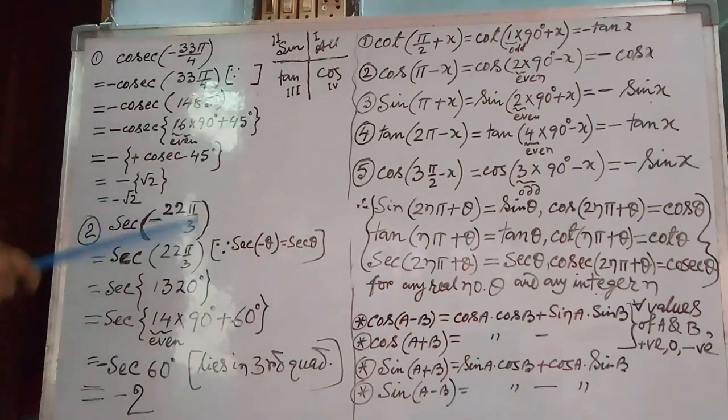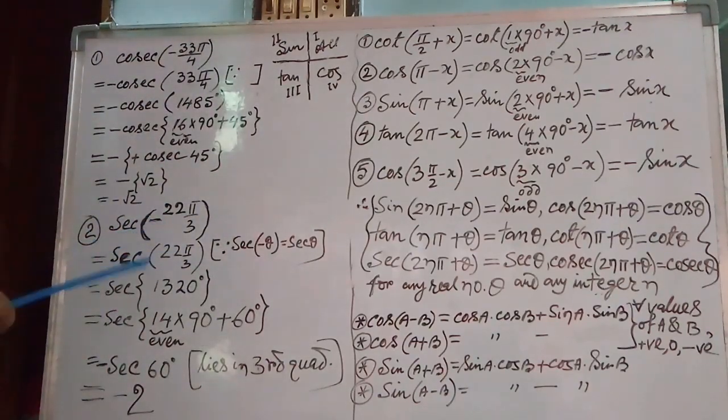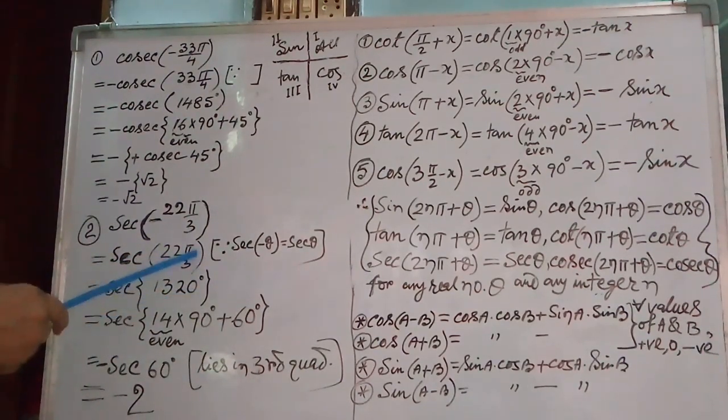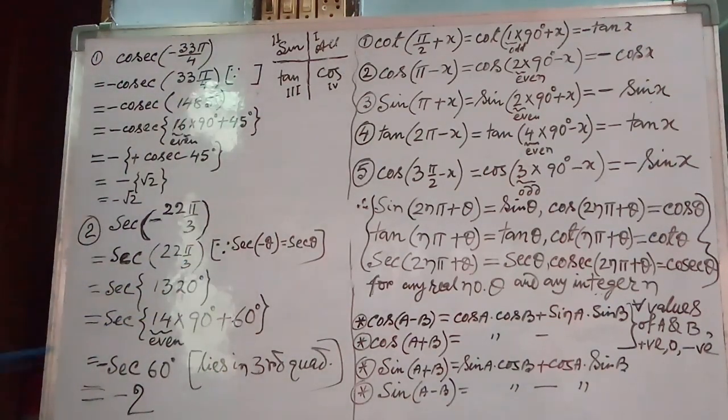Now sec of minus 22 pi by 3. Sec of minus theta is equal to sec theta, we know. So sec of minus 22 pi by 3 can be written as sec 22 pi by 3. Now put pi equal to 180 degree, you will get sec 1320 degree. We change this pi into degree. I told you that you have to write this 1320 degree in multiples of 90. So you will get 14 into 90 plus 60, which gives 1320.